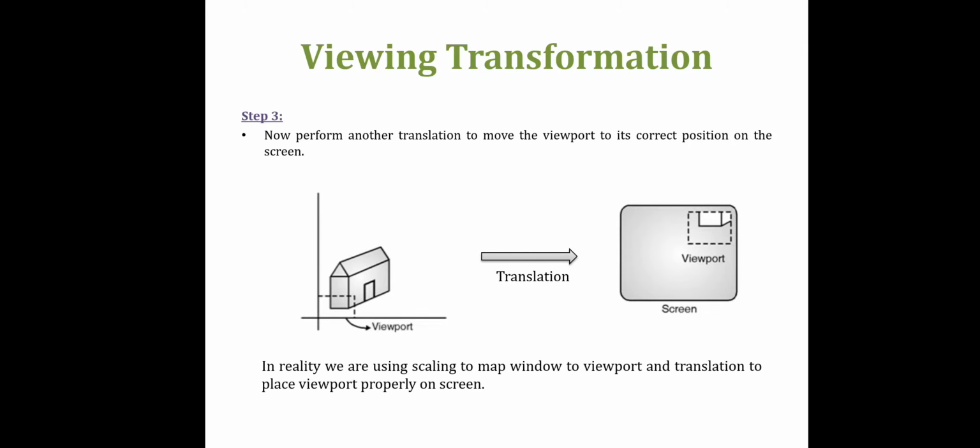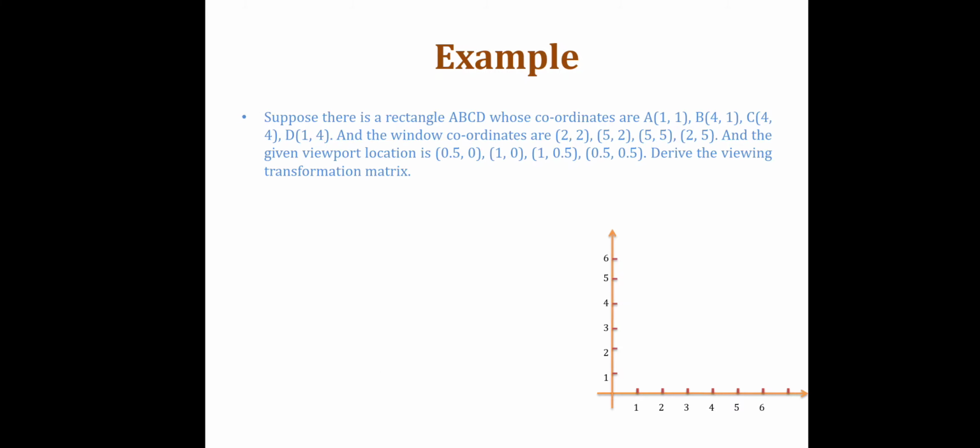Now we are going to see this by using one example. So what is the example here? Suppose there is a rectangle ABCD whose coordinates are given as A (1, 1), B (4, 1), C (4, 4) and D (1, 4). With that we again have window coordinates (2, 2), (5, 2), (5, 5), (2, 5), and the viewport location is also given.